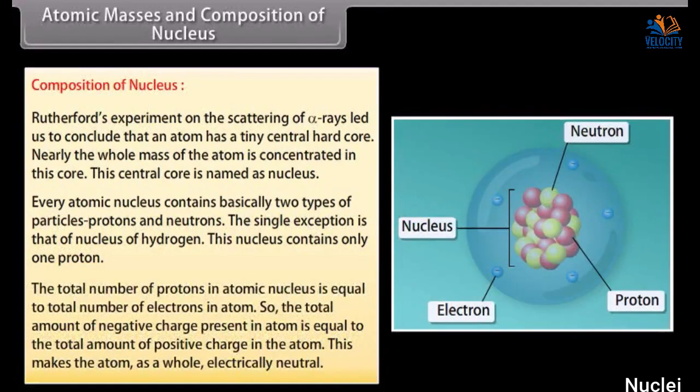The total number of protons in atomic nucleus is equal to the total number of electrons in the atom. So, the total amount of negative charge present in the atom is equal to the total amount of positive charge in the atom. This makes the atom as a whole electrically neutral.